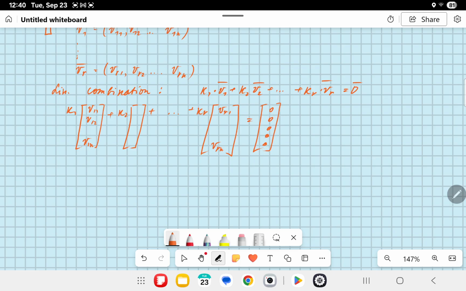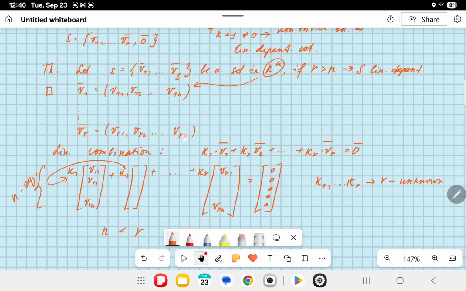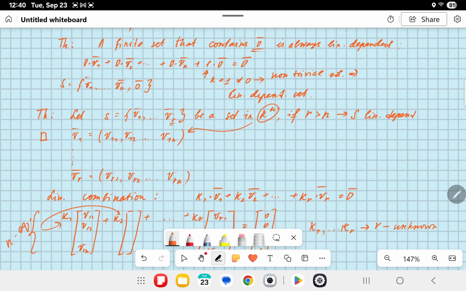Well, if you look at this, what is this? A linear system of equations. What are the unknowns in this system? These are the unknowns, k1, k2, up to kr. How many equations do we have? n equations. If you write it down, n equations. So we have the number of equations less than the number of unknowns, just because the theorem tells us that n is less than r.